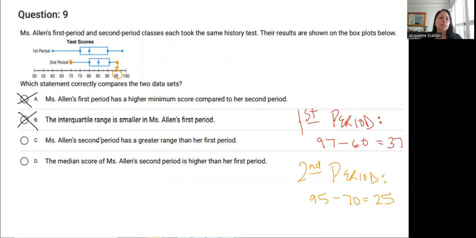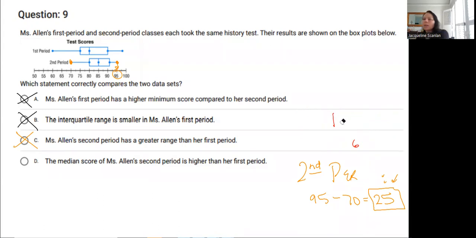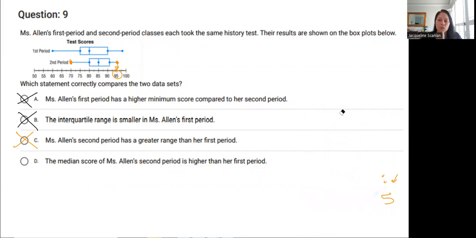So the question says, Miss Allen's second period has a greater range. 25 is not greater than 37. So answer choice C is incorrect. So it has to be answer choice D unless I've done something wrong. Hopefully when I look at answer choice D, it is correct.